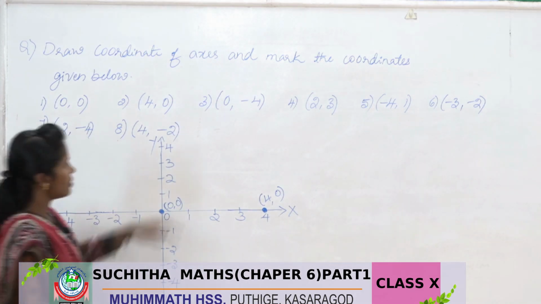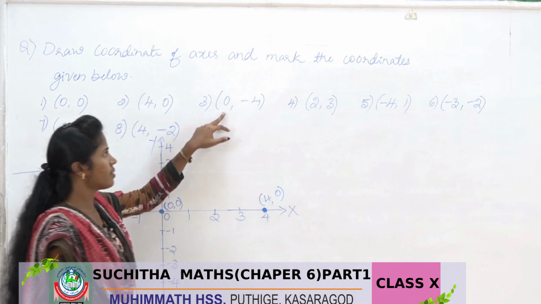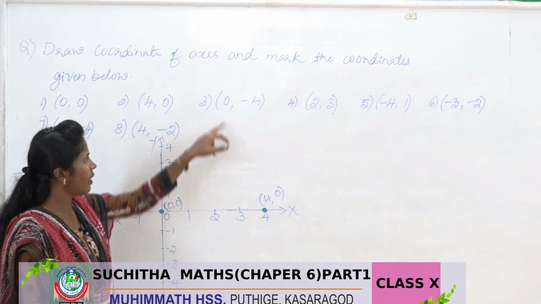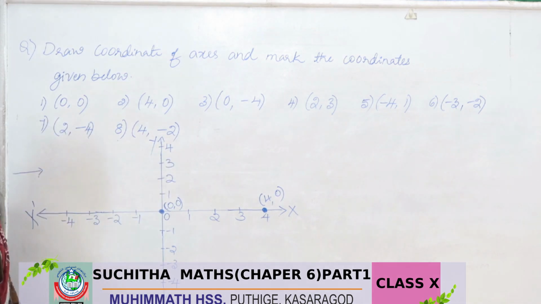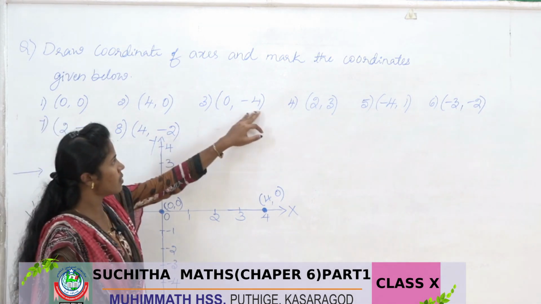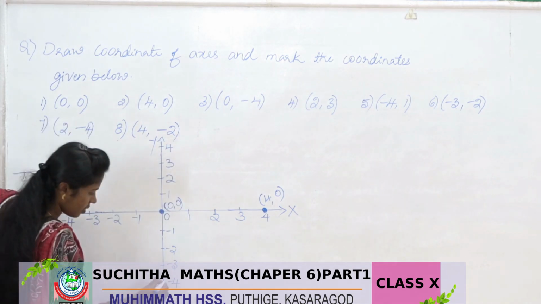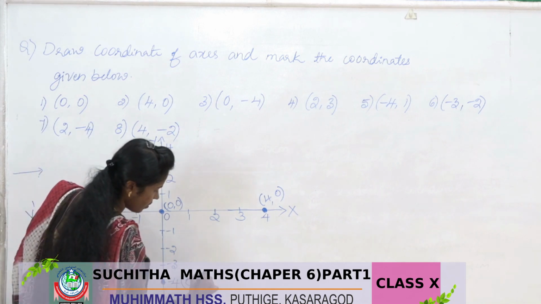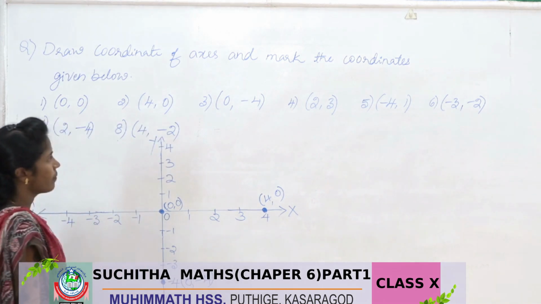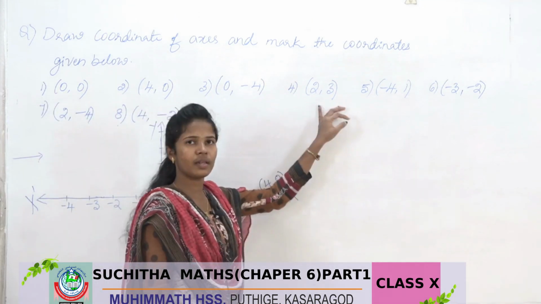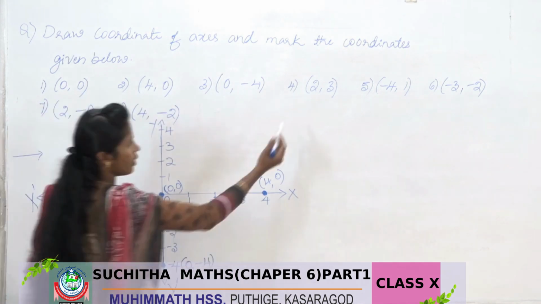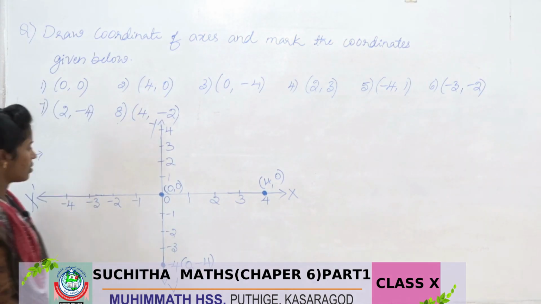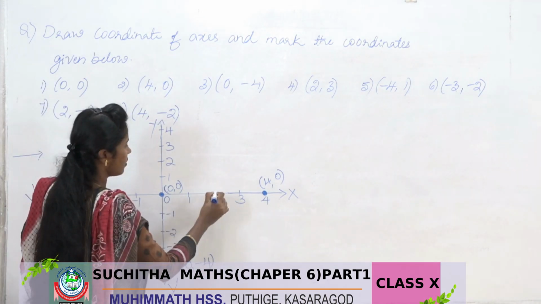Then 0, minus 4. Here the x coordinate is 0, so it comes on the y-axis. On the y-axis the x coordinate is always 0. So minus 4 is here, and the coordinate of this point is 0, minus 4. Next one, 2, 3. So 2 is the number on the x-axis and 3 is the number on the y-axis. So 2 is here and 3 is here.